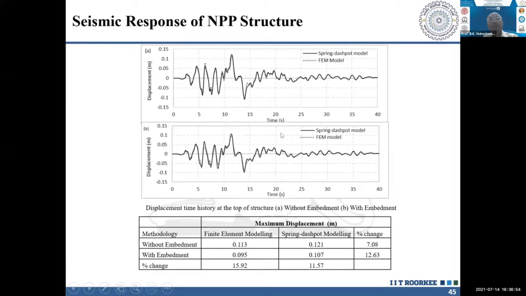So this is applied, and you could see the results are very close using finite element models and spring dashpot models, which has been published in WCEE. Here you could see this comparison, the finite element model and spring dashpot model. This table is giving a comparison. When we consider without embedment of the nuclear power plants, the difference is less than 7%. With embedment, the difference is a little larger, 12%.